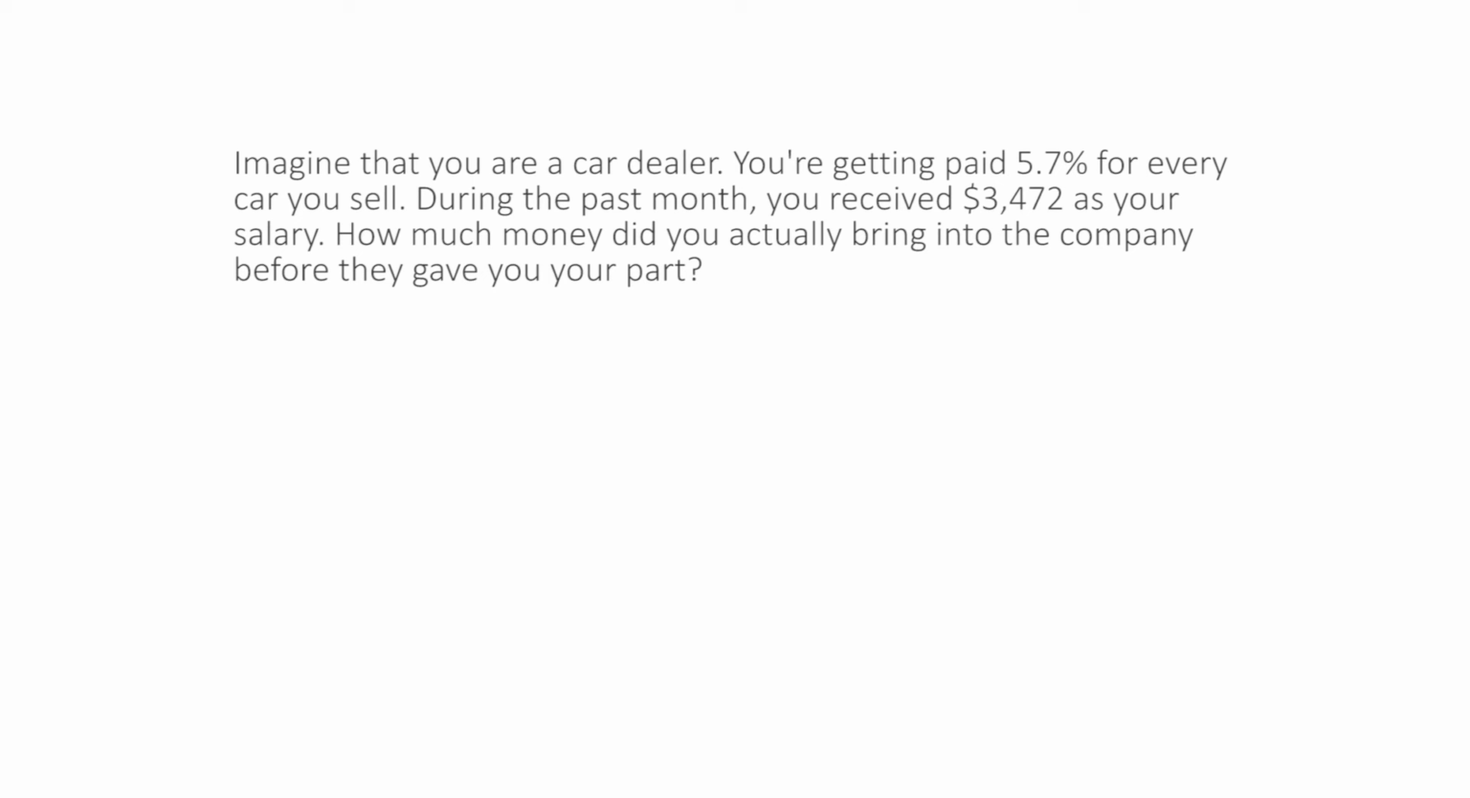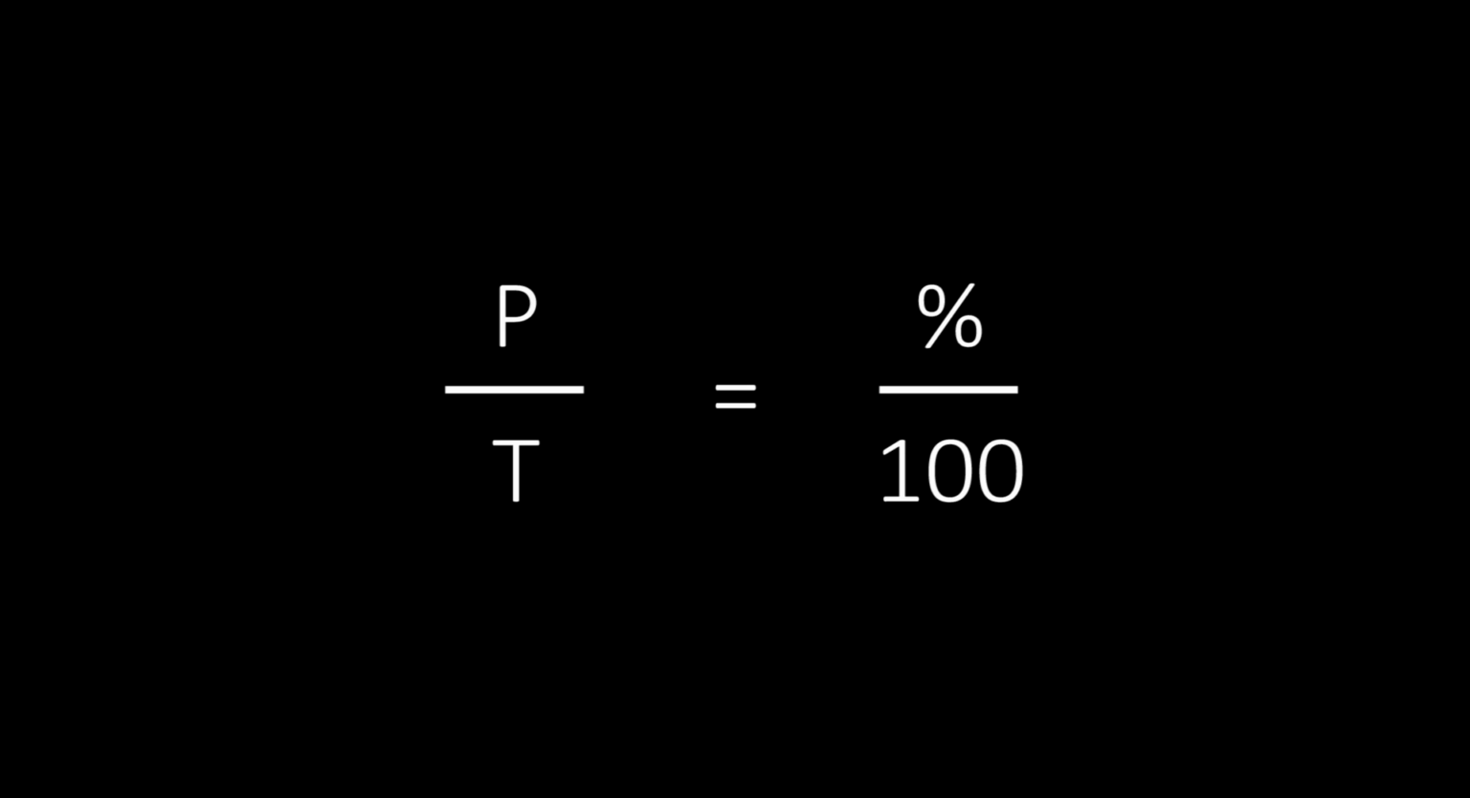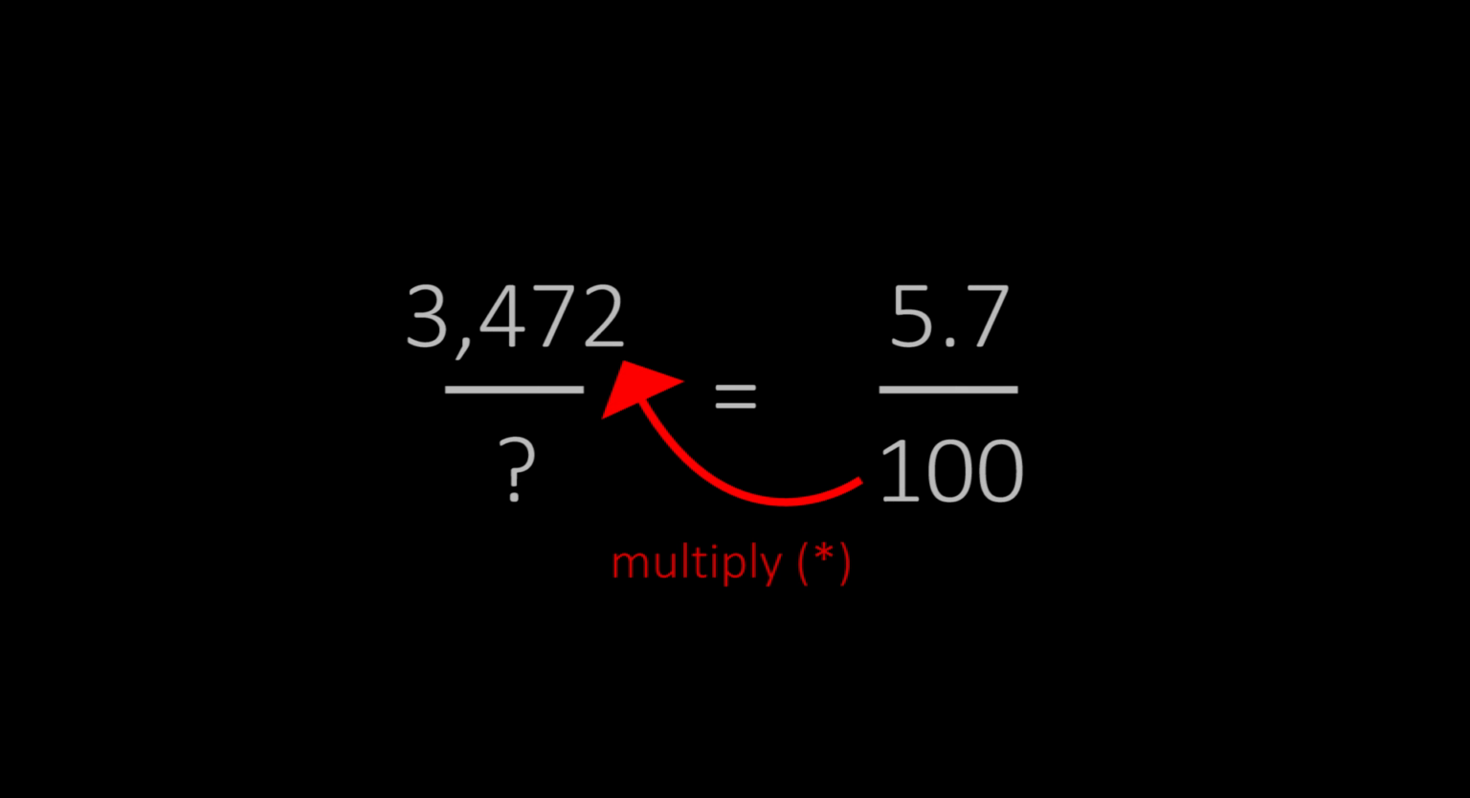Okay, so in this case, we know the part, that is what you got. We know the percentage, that's the number that, I don't know, your boss told you when you started working. But we would like to know the total amount that you brought into the company. Okay, so same thing. We plug the numbers, multiply diagonally, and we divide by the other number. And what do we get? We get $60,912.28. So that is the total amount of money that the company made before they gave you your part.